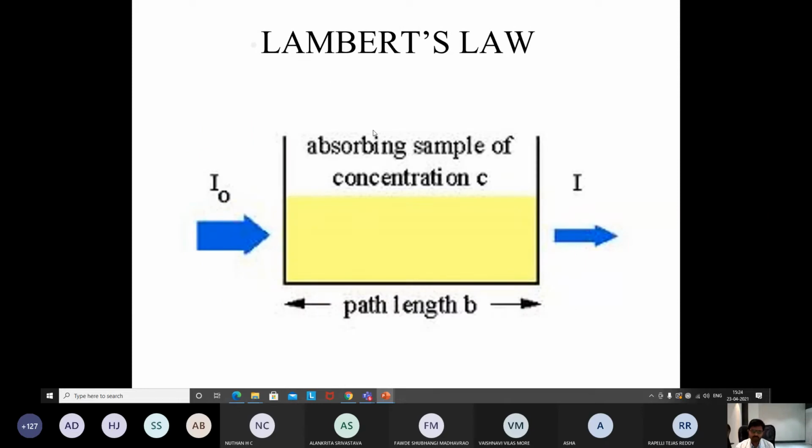Absorption of a sample of concentration C, the path length is B. So this is the transmittance. So the absorption of light is going to increase when you increase the path length.